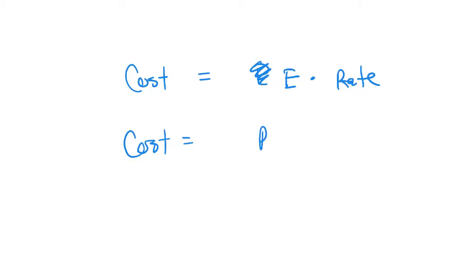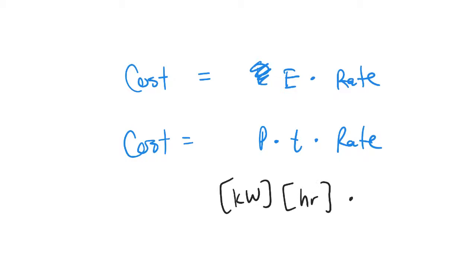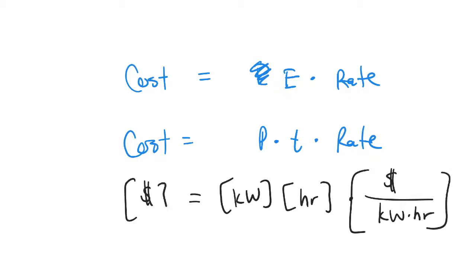So the cost is equal to the energy times the rate. I'm doing this off the top of my head. But the energy is defined as power times time. So when we're finding cost, we can use power times time times the rate. Recognizing that the power has to be stated in kilowatts, time has to be stated in hours, and the rate is dollars per kilowatt hour, all yielding units of dollars for cost.